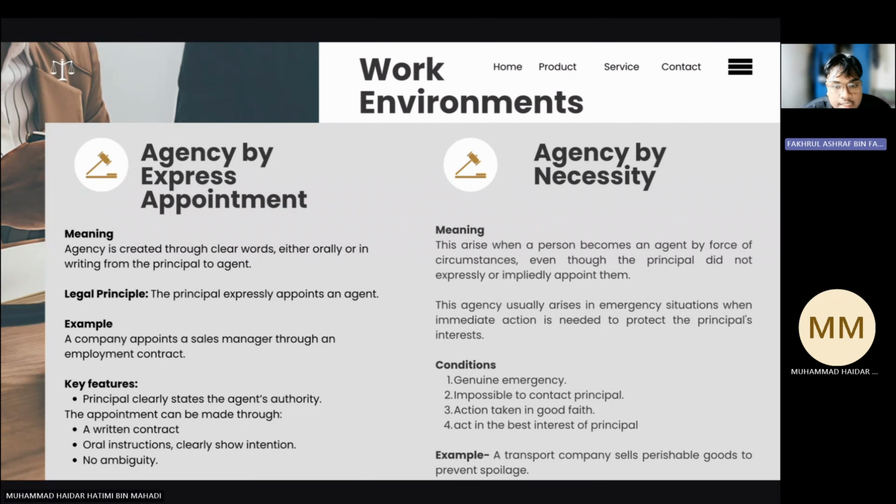There are 4 conditions that need to be met. The first one is genuine emergency. The second one is impossible to contact principal. The third one, action taken in good faith. The fourth one, act in the best interest of principal. For example, a transport company sells perishable goods to prevent spoilage.